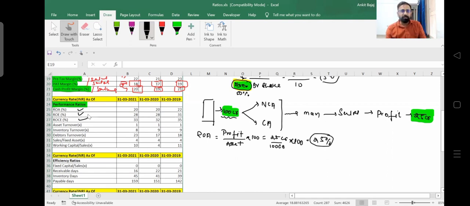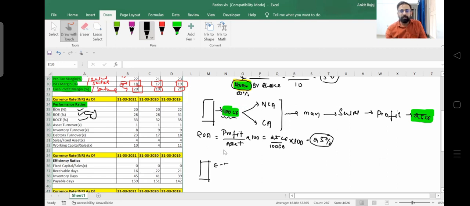Similarly, if I talk about return on equity, what is return on equity, right? When you start your business, apart from equity, you can raise money from banks also. There are several other instruments. With the help of those instruments, you will be able to raise money, right? Now, let's say you have raised 100 crore rupees.